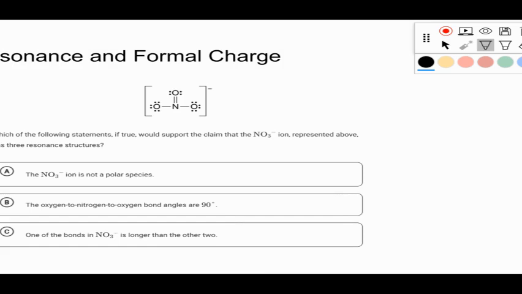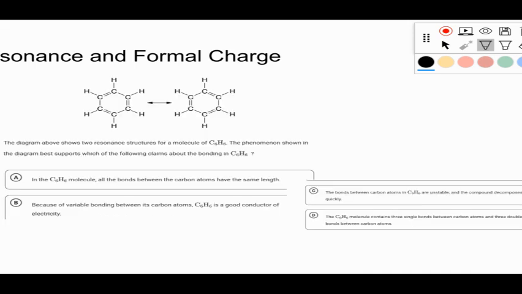Which of the following statements, if true, would support the claim that NO3- ion represented above has 3 resonance structures? So on these, we're going to look at our options. We're going to skip that question because that question really has to do with the shape in the next lesson. So we're just going to skip that question for right now. Let's look at this one.